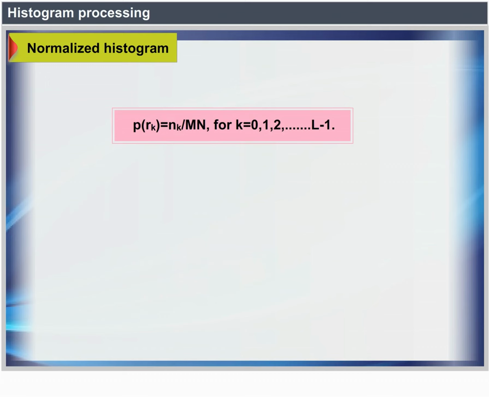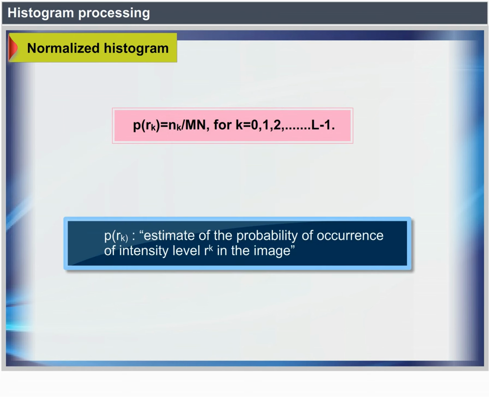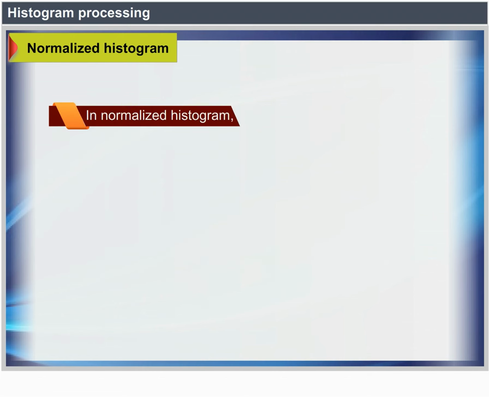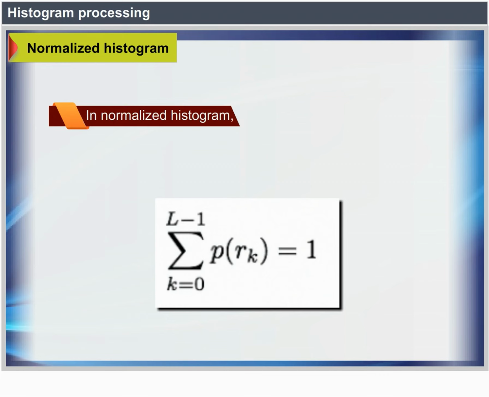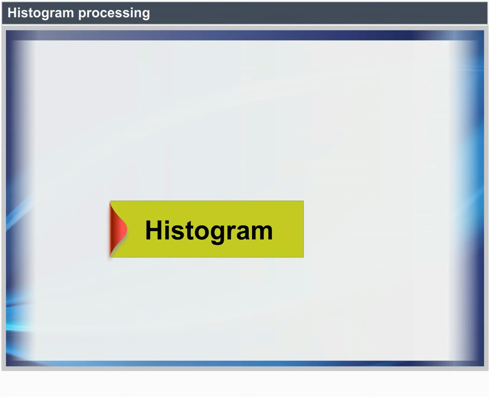Histogram, basis for numerous spatial domain processing techniques, provides useful image statistics, useful for image enhancement, image compression, and segmentation. Simple to calculate in software and hardware implementations. It gives a convenient summary of intensity of an image. Histogram gives more insight about image contrast and brightness.